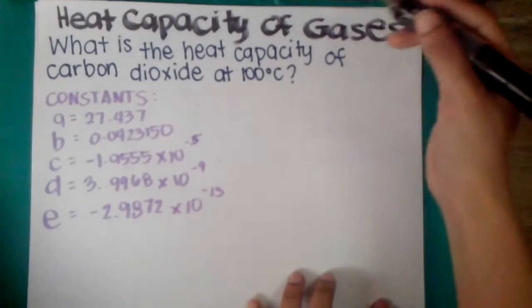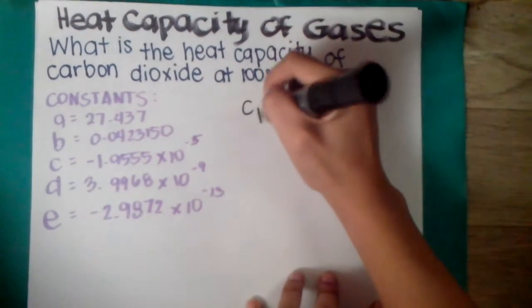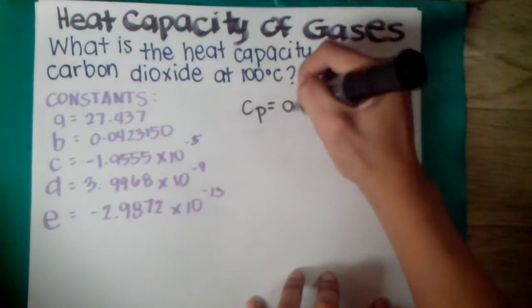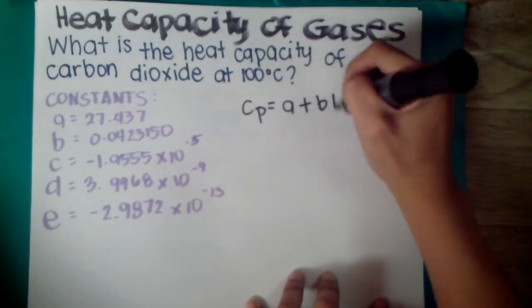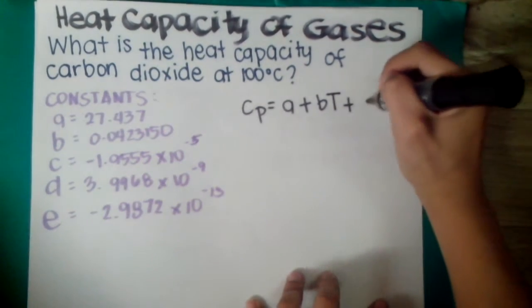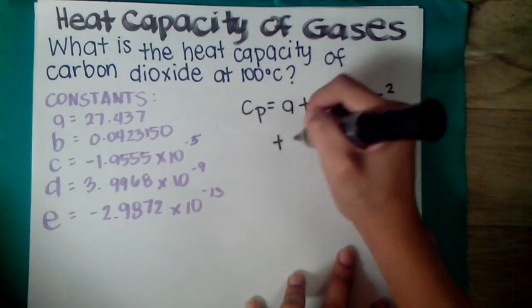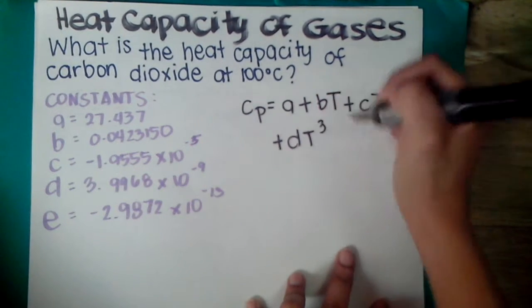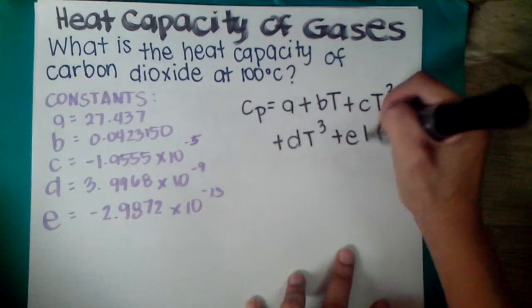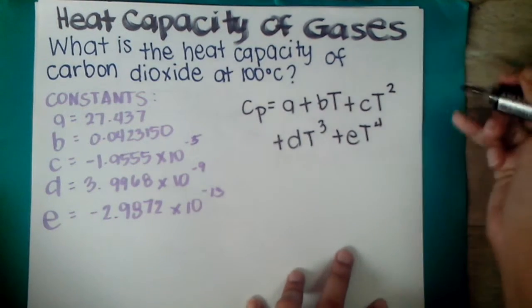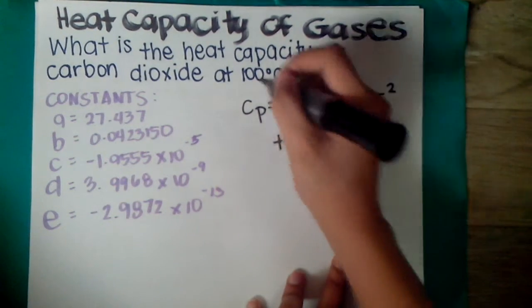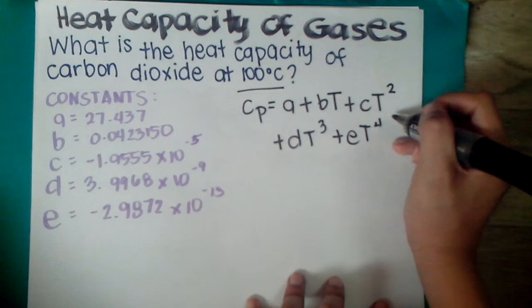Our formula for the heat capacity of gases is given as Cp equals A plus B times the temperature plus C times the temperature squared plus D temperature cubed plus E temperature raised to the fourth power. And we are given 100 degrees Celsius.